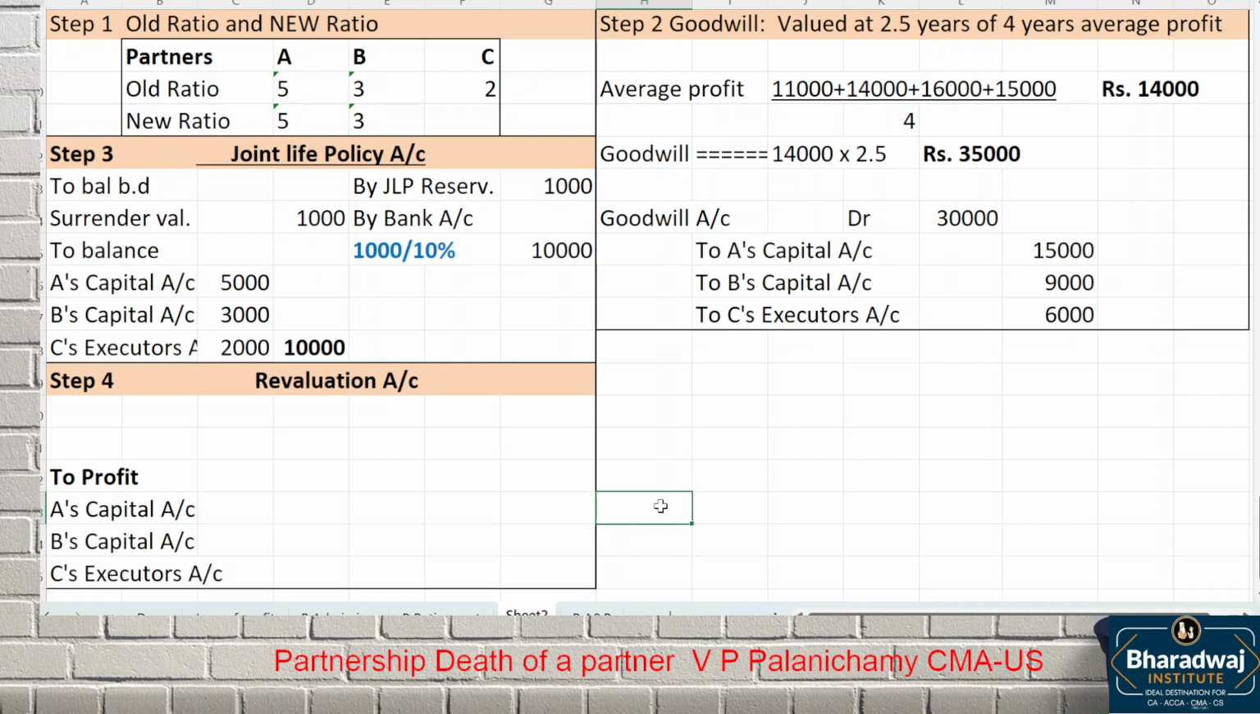Any doubt in step 1? Old ratio given, new ratio becomes what? 5:3. Step 2, goodwill is valued at how many years? 2.5 years of 4 years average profit. Average is 14,000, so 2.5 years, 35,000. Already 5,000 in goodwill. So 30,000 raised. Joint life policy is same like case 2. Surrender value and reserve both are given. We get policy value 10,000. Balance is transferred to ABC. Prepare the revaluation account.